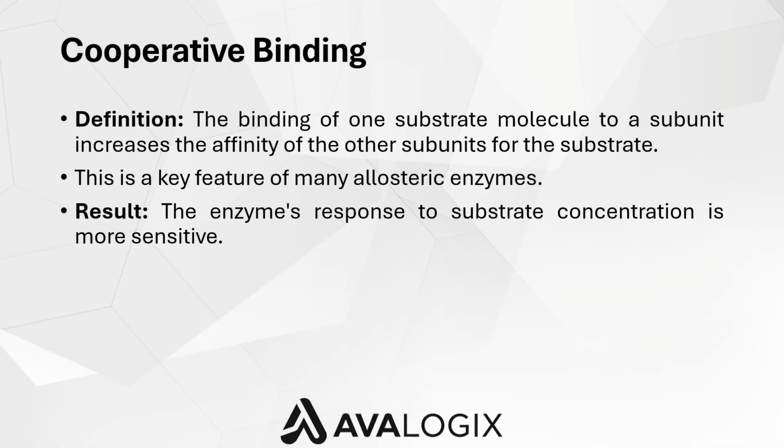Cooperative binding is arguably the most fascinating feature of allosteric enzymes, and it's what gives them their unique kinetic profile. Here's the concept. The binding of one substrate molecule to a single subunit of the enzyme increases the binding affinity of the other subunits for the substrate. It's a chain reaction of activation. Imagine the first substrate molecule binding to the first subunit. This binding event causes a conformational change that is communicated to the other subunits, making their active sites more receptive to the substrate. It's like a domino effect or a series of interlocking keys, where the first key you turn makes the others easier to turn.